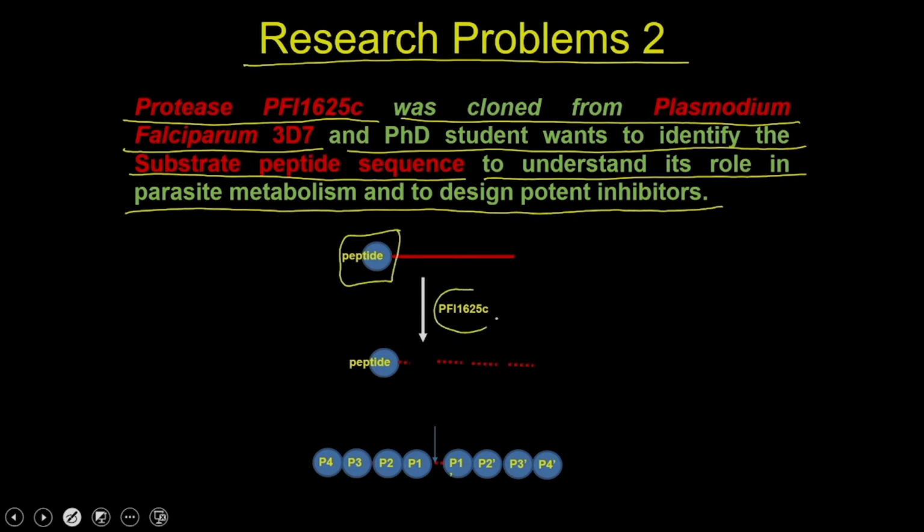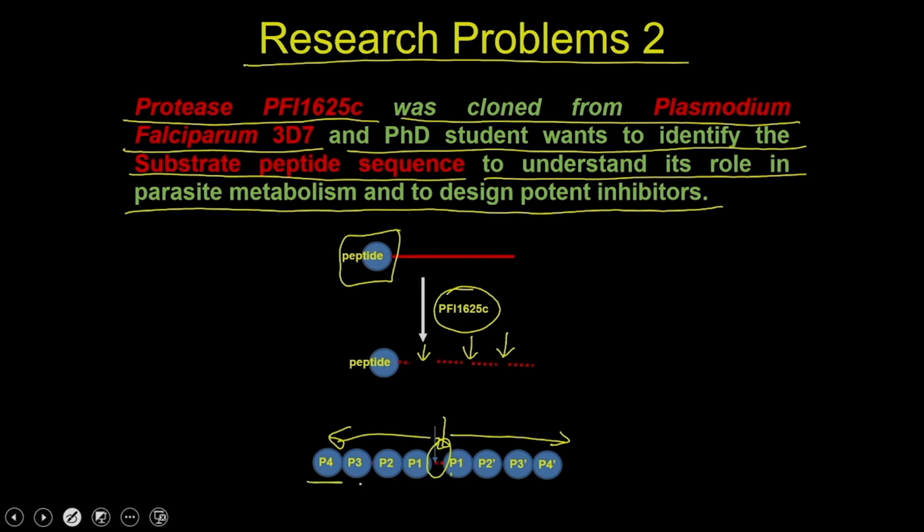If you incubate this peptide sequence with a protease like PFI 1625C, the peptide is going to be broken down into multiple pieces, and what you could understand is that it is not non-specific, it is cutting at a very specific point. What is the specific point? In a typical protease, when you have a cutting site, the 4 amino acids on the right side as well as the 4 amino acids on the left side are responsible for the protease to recognize the cutting site.